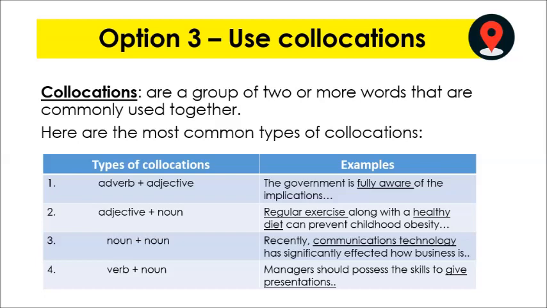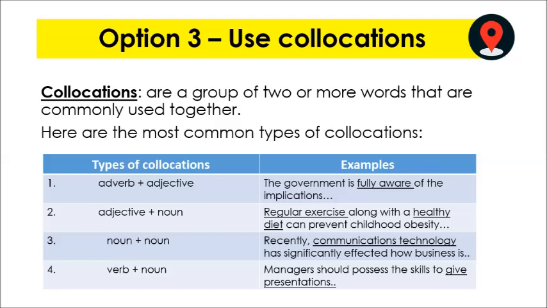So we have 2 collocations here. Regular being an adjective and exercise being a noun. Healthy, diet, those are great collocations too. Healthy being an adjective and diet being a noun. The third type of collocation is the noun-noun collocation. "Recently, communications technology has significantly affected how business is."